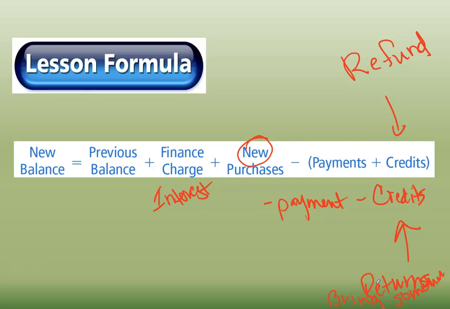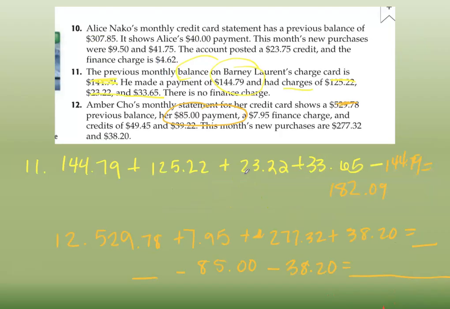So one thing to really remember, these credits are going to be returns, okay? And these could also be charges. So if you want to add that to that, just so you know the wording, it might not say new purchases, it might be charges like it did here, okay?